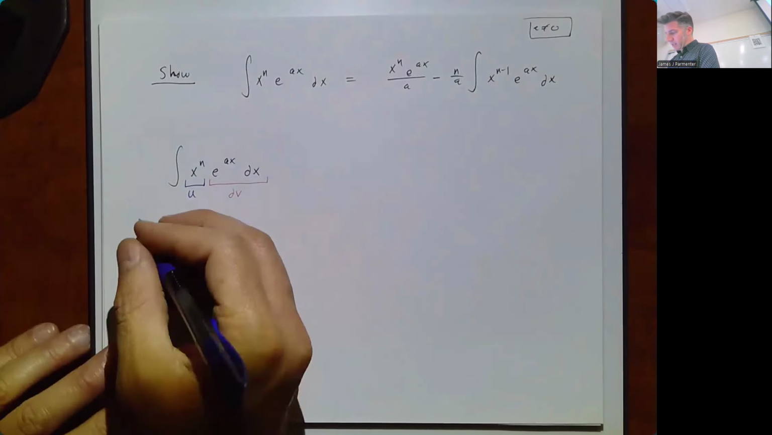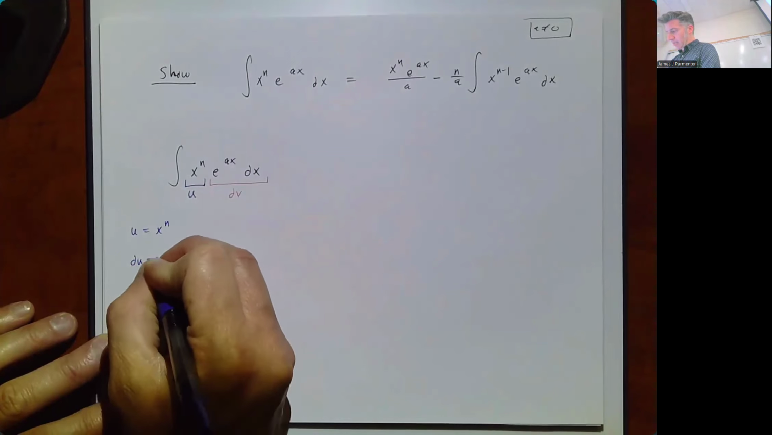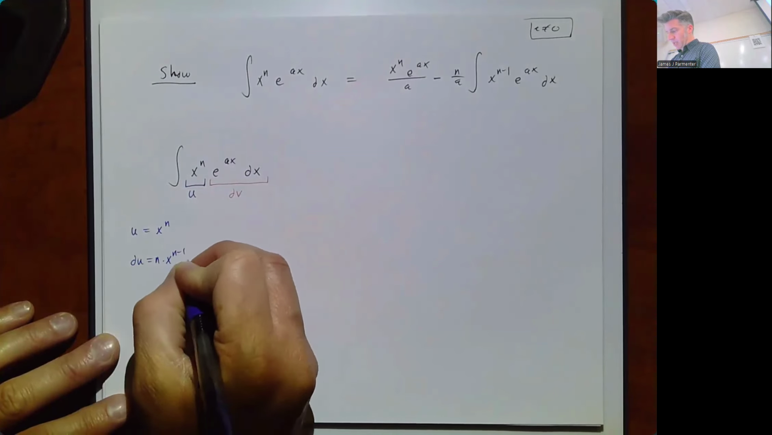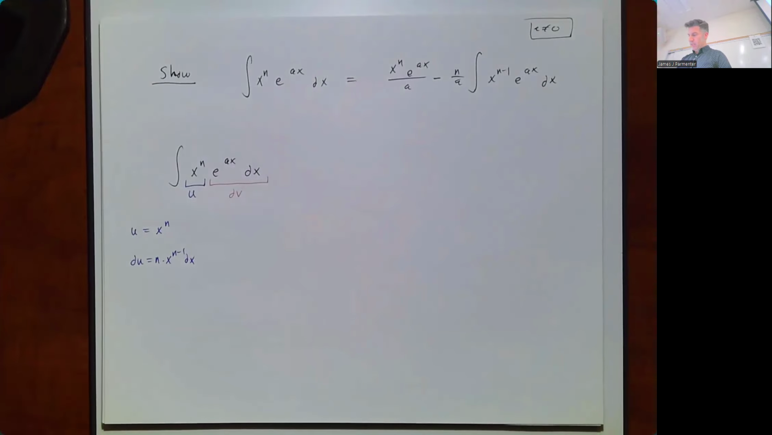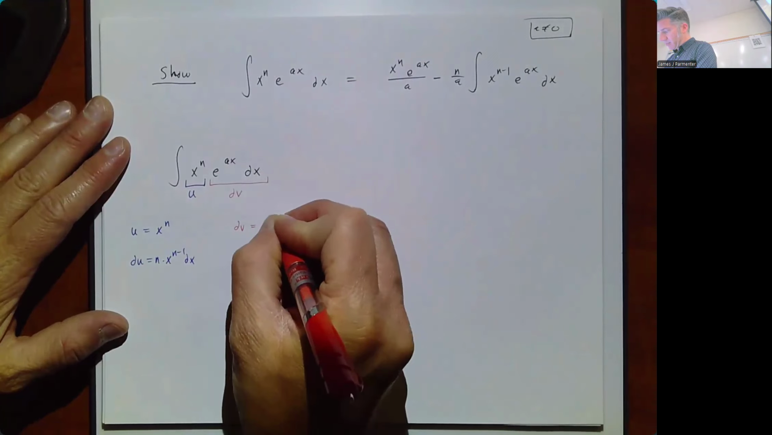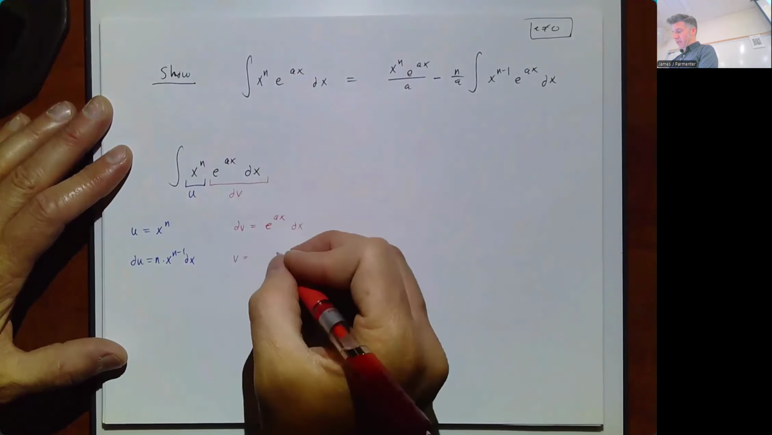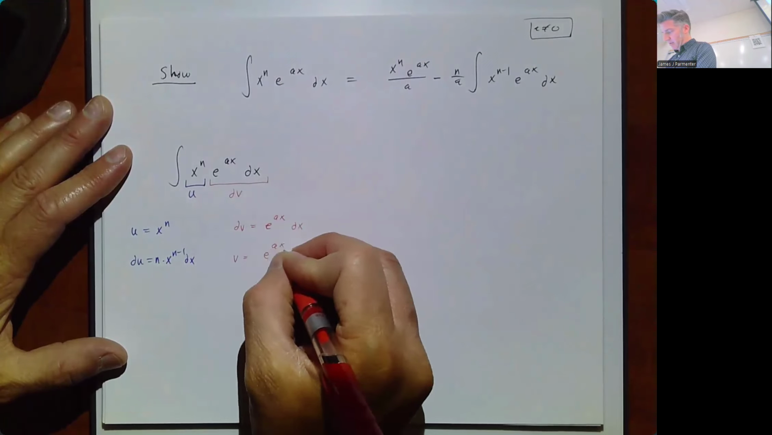So if u is equal to x to the n, du is going to be n times x to the n minus 1 dx. And if dv is equal to e to the ax dx, where a is a constant, then v is the antiderivative of e to the ax, which is e to the ax divided by a.